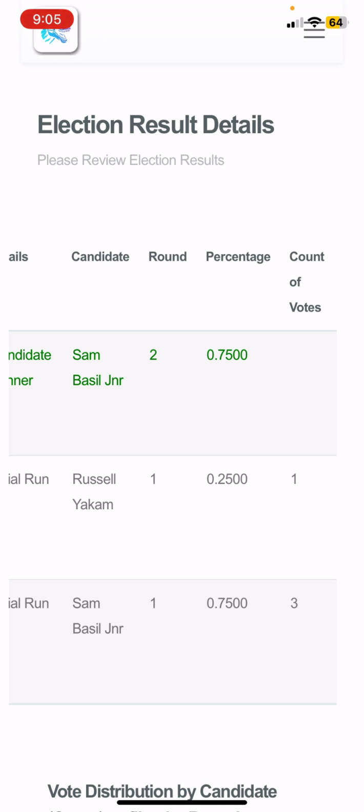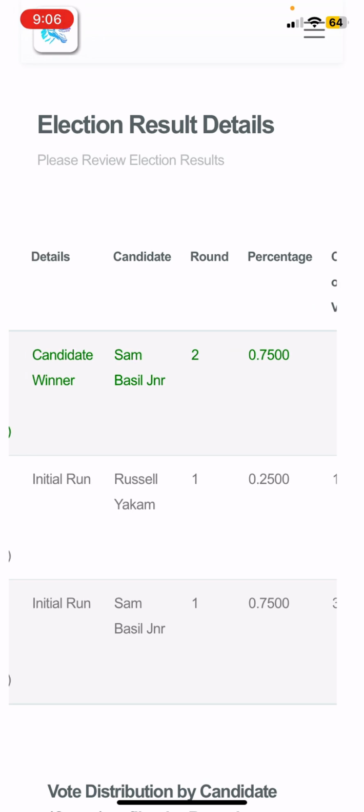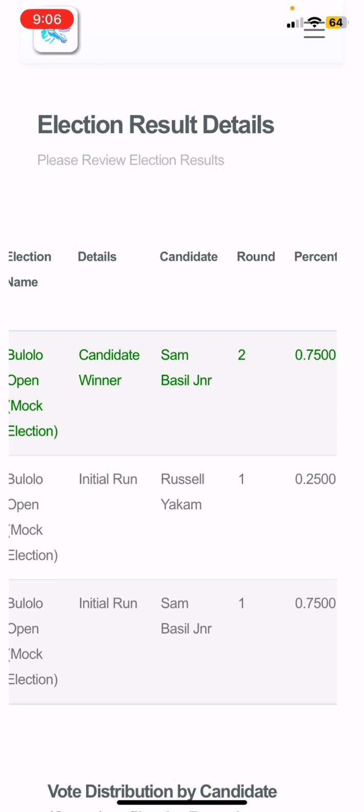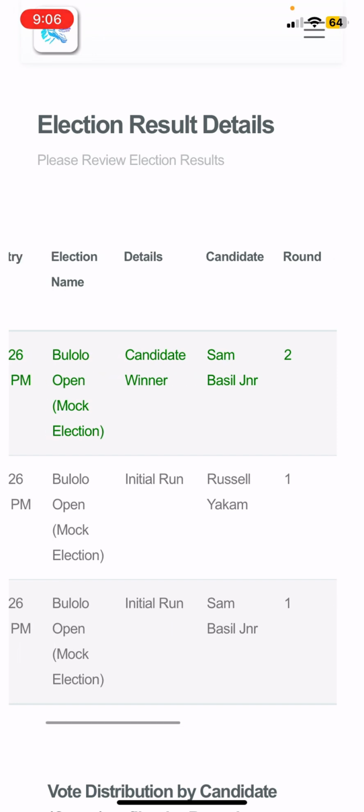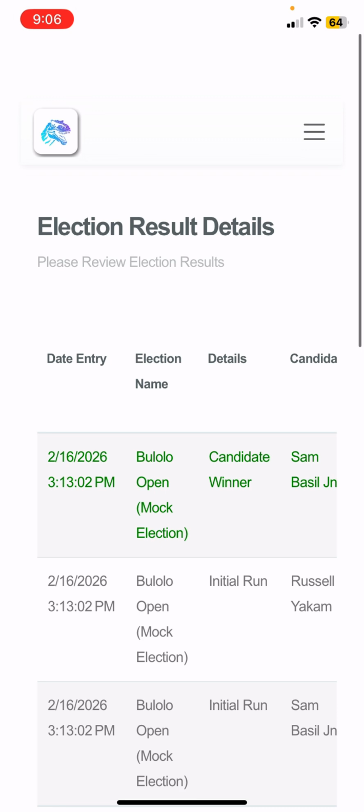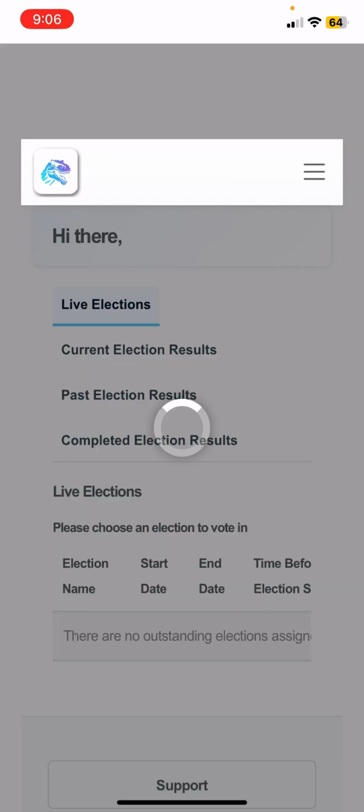Because I don't have plenty of voters tested, it was just me working through the test. But the more voters and testers come to test it, obviously the numbers will go up, and we'll see this in full effect as well. So at least we know that the system works.